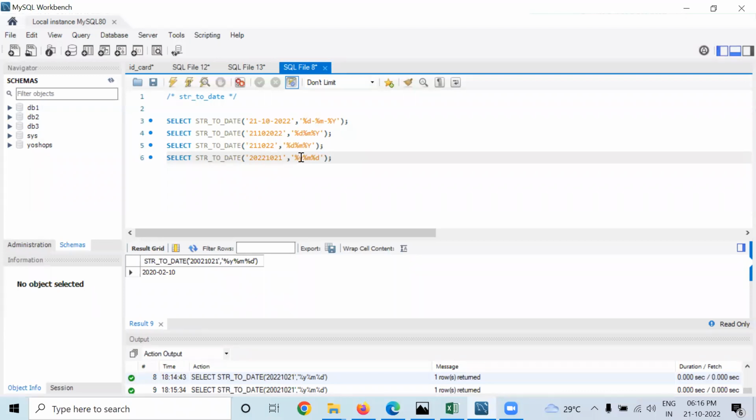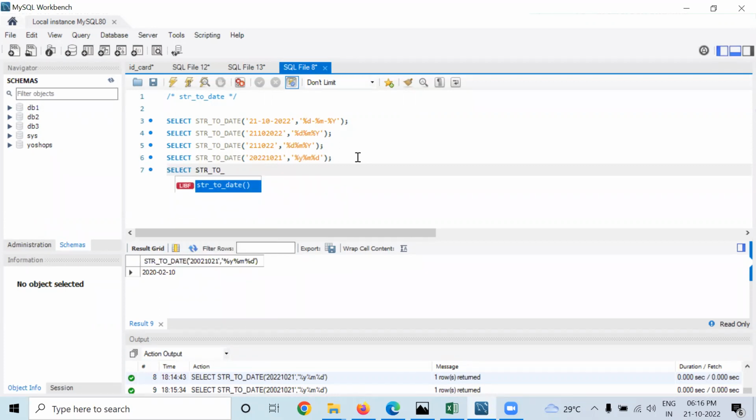So, making it more clear. Now if I'm taking 2022, then what should I write for the date format? Only the year 2022 is there. Then what should be written with percentage? Percentage capital Y. Because only the year is mentioned, it will appear like this.